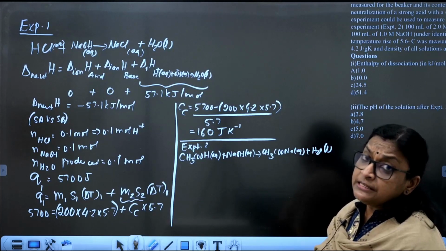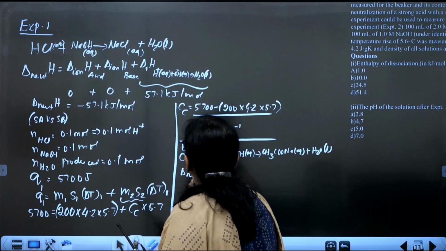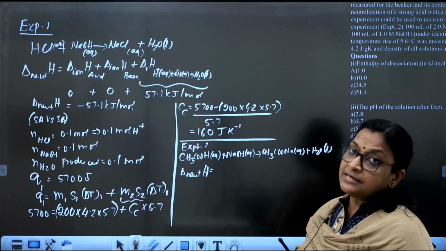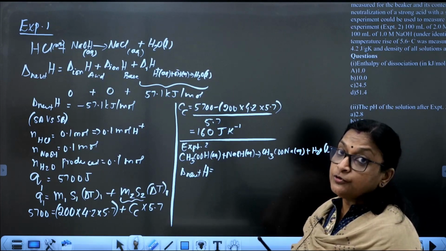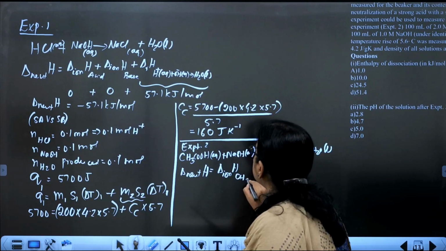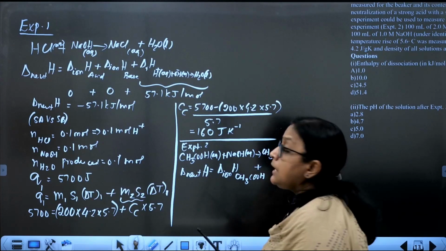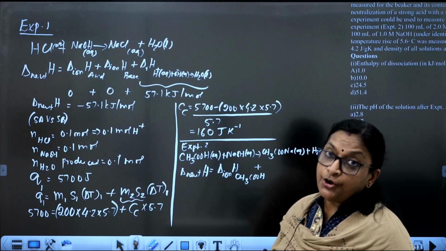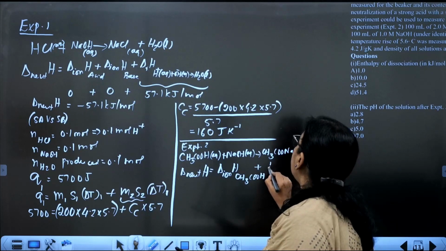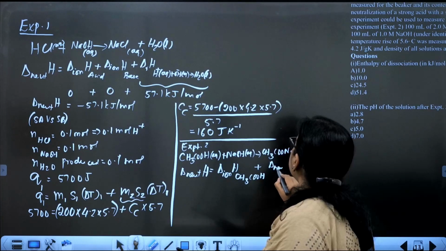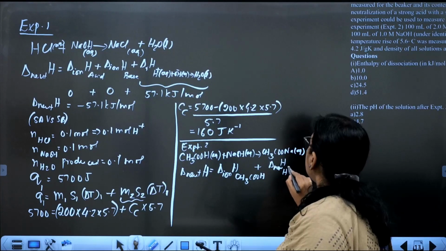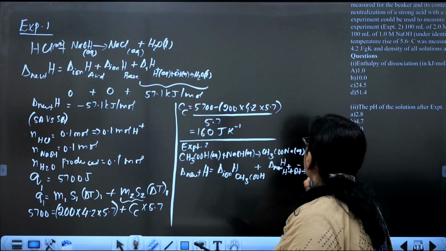Here again, when you write the enthalpy of neutralization for this, acetic acid being a weak acid, the enthalpy of neutralization is going to be the enthalpy of ionization of acetic acid, which will have a value, and the enthalpy of ionization of NaOH taken as 0, negligibly small, plus the enthalpy of reaction involving H plus and OH minus giving H2O liquid.